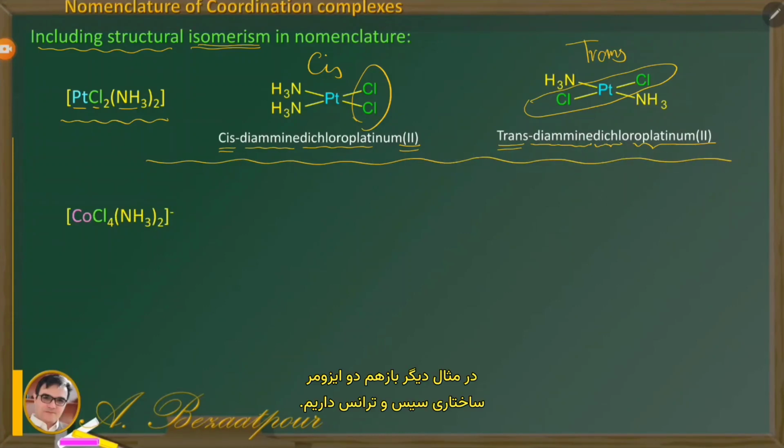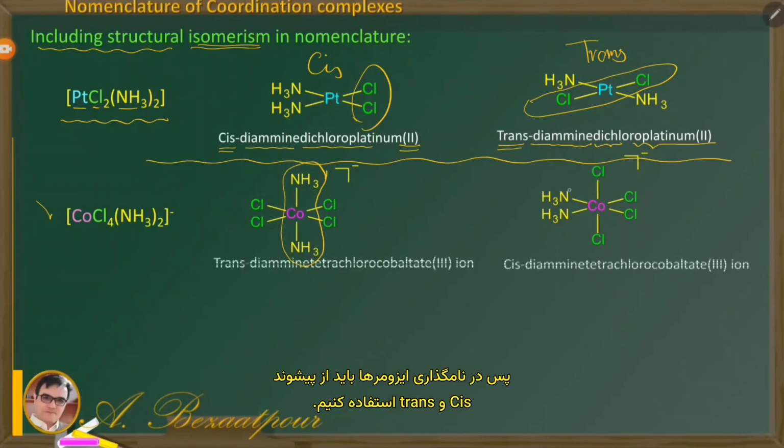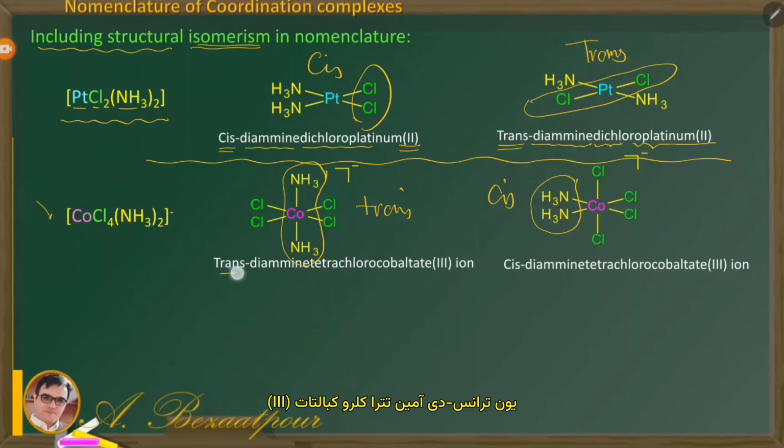In the other example, we have two structural cis and trans isomers. Then we have to use the cis and trans prefix in the naming of the isomers. Trans-diamminetetrachlorocobaltate(III) ion and cis-diamminetetrachlorocobaltate(III) ion.